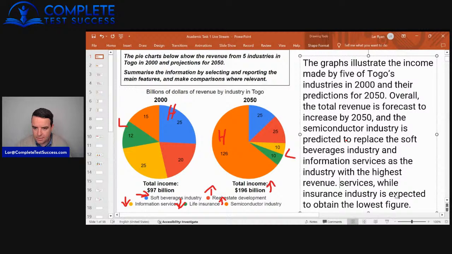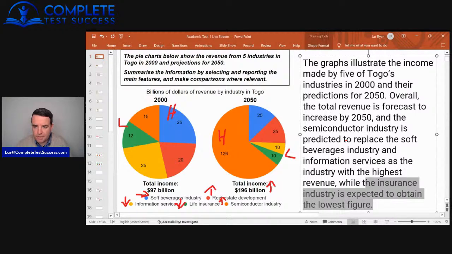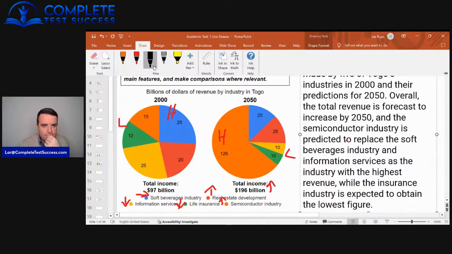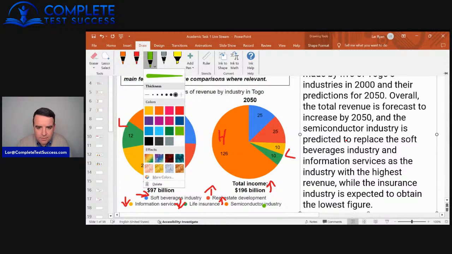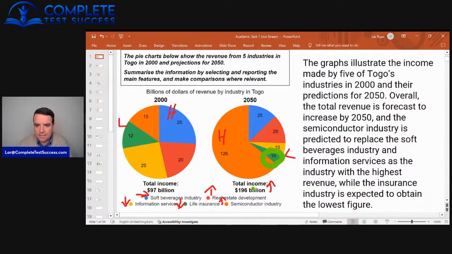Okay, so that's the stuff that we already have. While the insurance industry is expected to obtain the lowest figure. Now, the problem with this description is that you're talking about the future. So let me just get a pen now. You said the insurance industry is expected to obtain the lowest figure. But green is 10 and yellow is also 10, so they're equal. If you're just going to say that this one is lowest, then you've neglected the fact that those are the same. So we have to say that both of these are lowest. The other problem is that you haven't mentioned which one was lowest over here. If you're going to mention the lowest, you have to mention the lowest from each chart. And you also have to mention that the green and yellow are both lowest, okay?